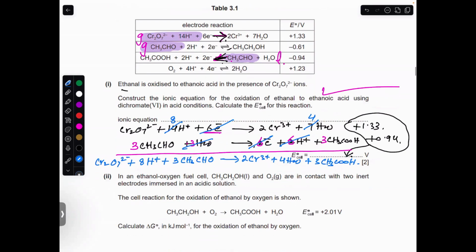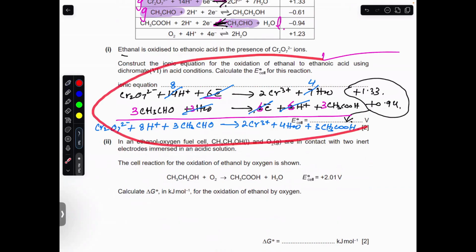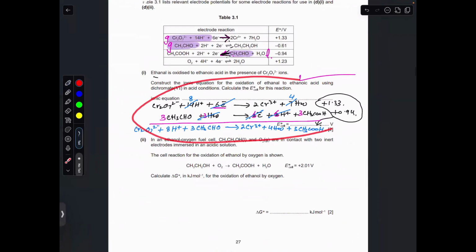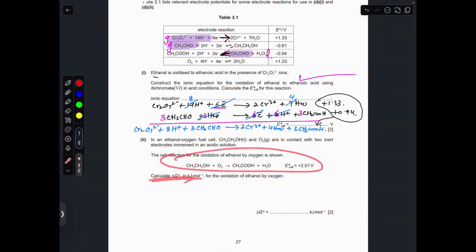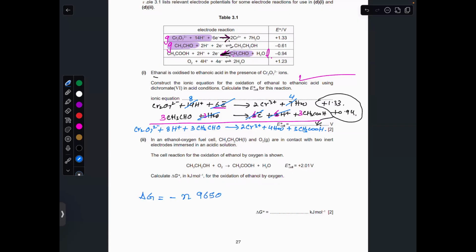Right? I think that now you know how to construct the equation. But look at this. Calculate the delta G for this reaction, for the oxidation of ethanol to ethanoic acid by oxygen. They've given you the E cell. You're supposed to calculate delta G. What is your formula? Delta G is equal to minus nFE. F is what? 96500 coulomb, and 2.01 divided by 1000. The issue is how many electrons are transferred.